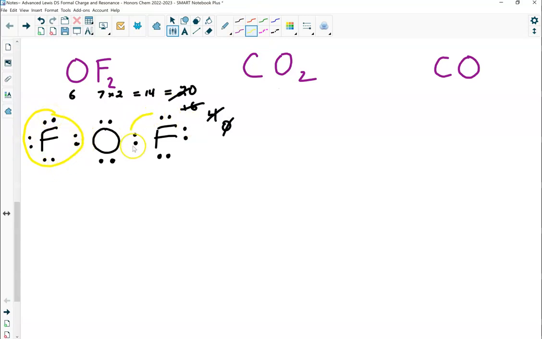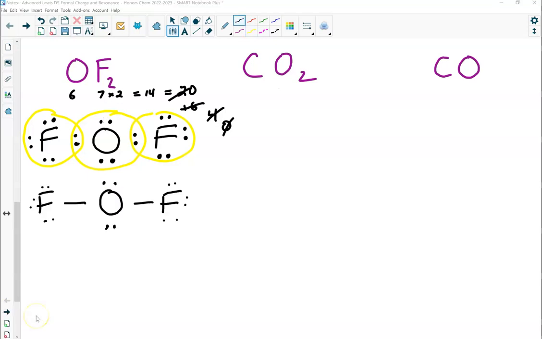Yes. This fluorine feels like it has 8, and this oxygen feels like it has 8. You're done. This is the Lewis dot structure, except for one more thing. What do I need to do? Bond lines. So once you put the bond lines in, you have the F bonded to O, bonded to F, and you write in all of the unshared electrons that were there. So the only ones that you turn into the bond lines are the shared electrons.